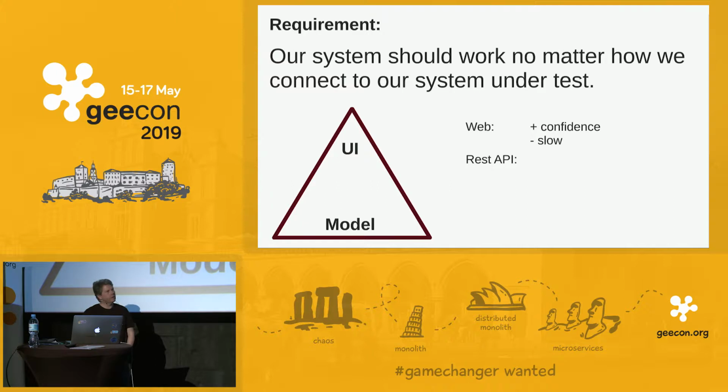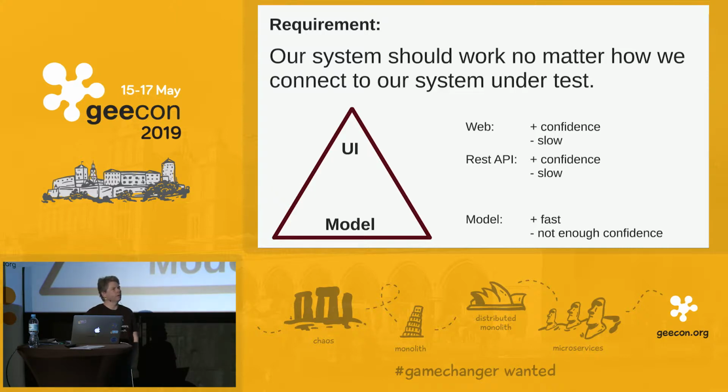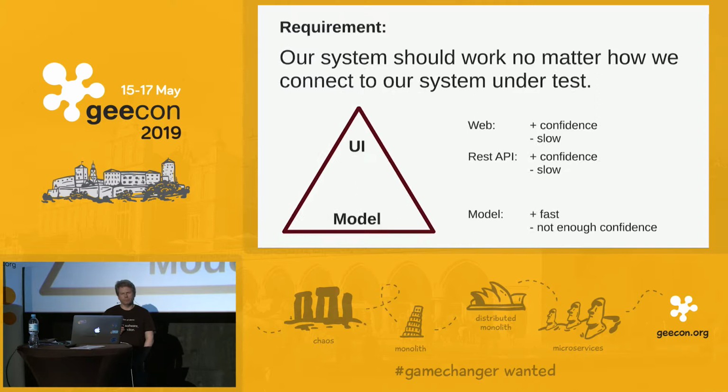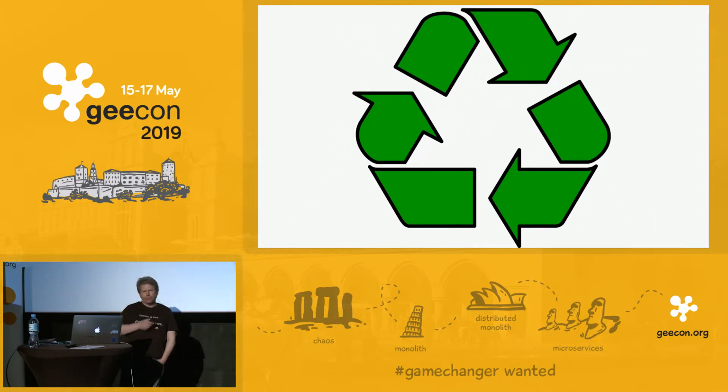If we have a REST API, same thing here. It's rather slow, but it gives confidence. If we can connect to the model, however, it's rather fast, but it doesn't give me any confidence that it will work at the end of the day. Because at the end of the day, the model has to work. But if the delivery mechanisms are broken, it won't work anyway. So everything has to work properly. And therefore, I would like to recycle my executable specifications.